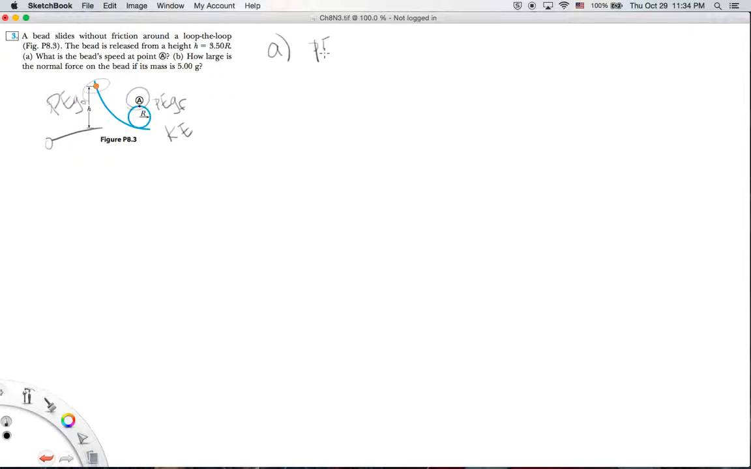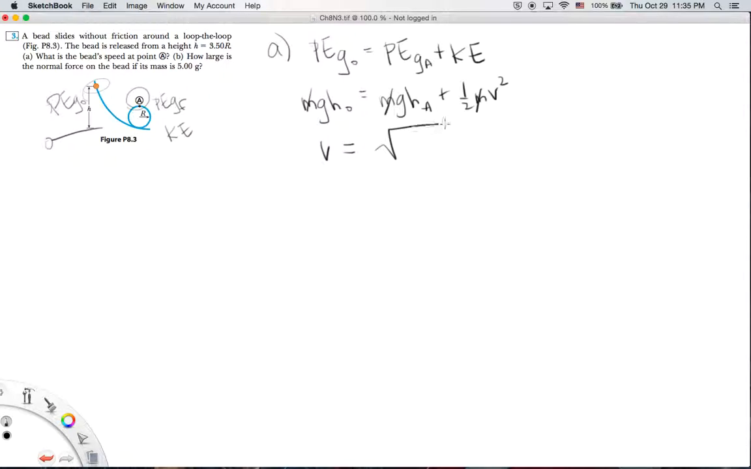So the initial potential energy of gravity equals the potential energy of gravity at point A plus the kinetic energy. So we have mgh naught equals mgh at point A plus 1/2 mv squared. You can cancel all the m's, and then if you move all the variables to one side, you get that v equals the square root of 2g times h naught minus ha.